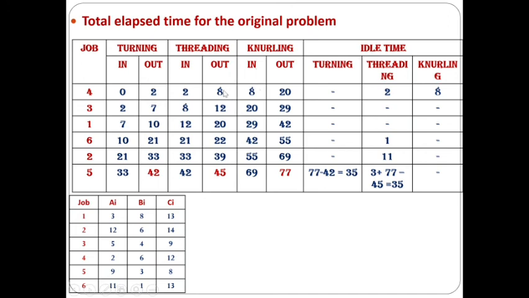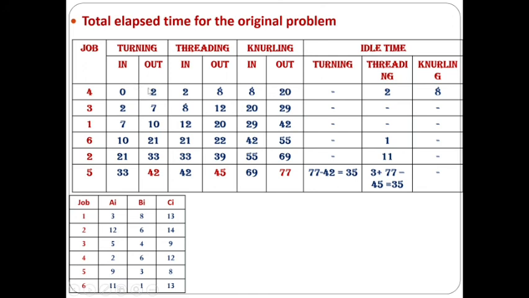Then 8 will be the time in for the knurling operation of job 4. For job 4, the knurling time requirement is 12 hours. So 8 plus 12 is 20. Right? So the first job is over.